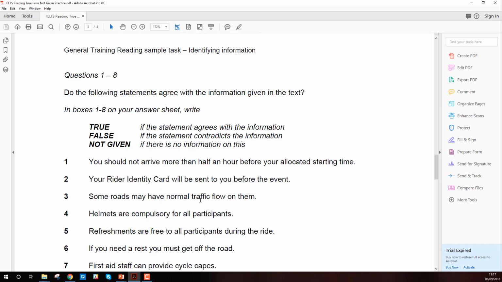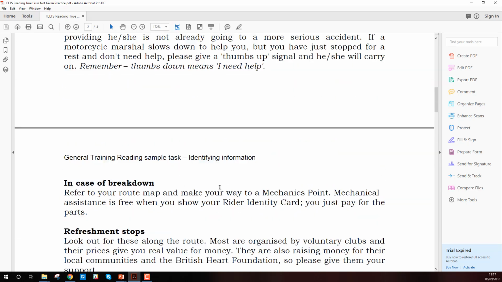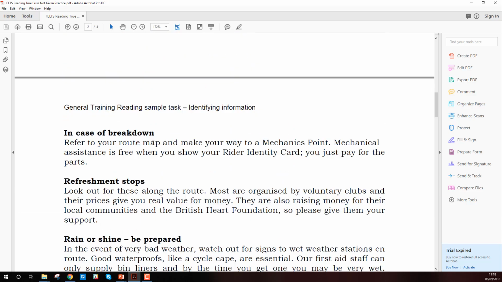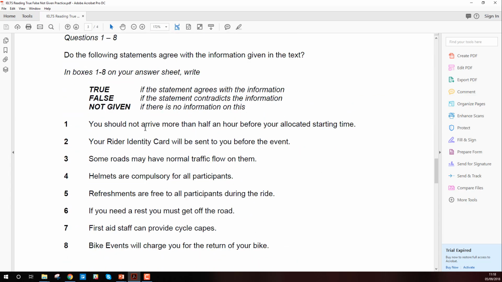Helmets are compulsory for all participants. It's false. Okay? They would like you to do that, but it's not compulsory, so it's false. Okay, move on to the next one. And you can see the pace that I'm doing at this. I'm moving on. I keep going. Don't ponder. Don't have paralysis by analysis.